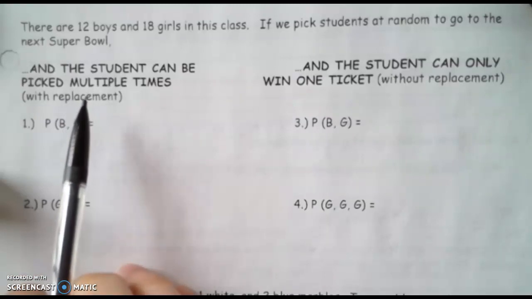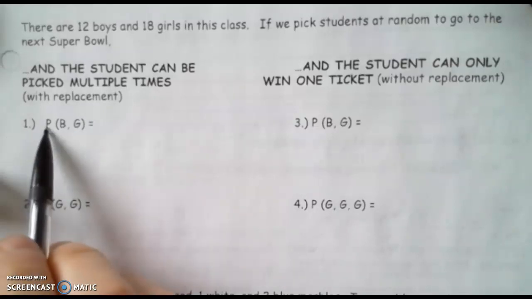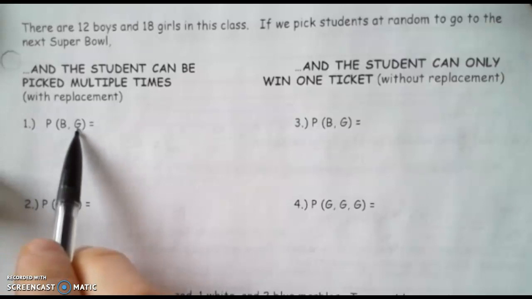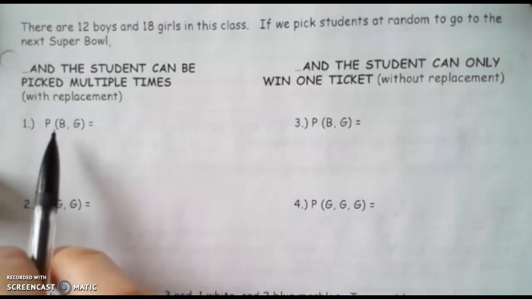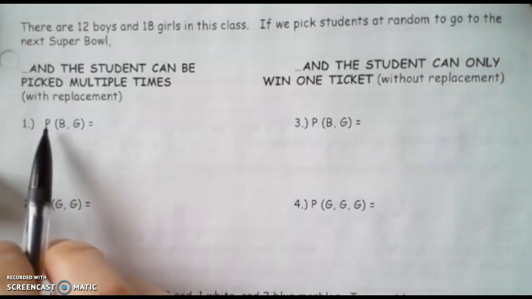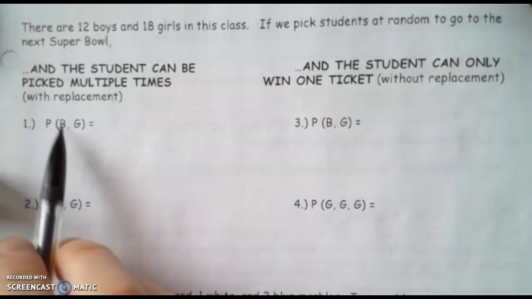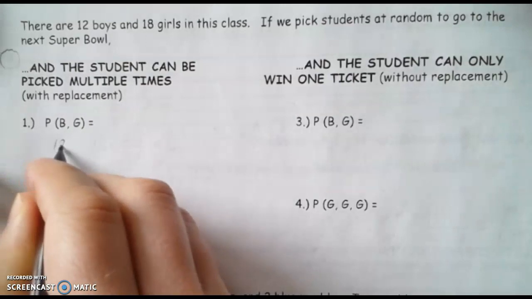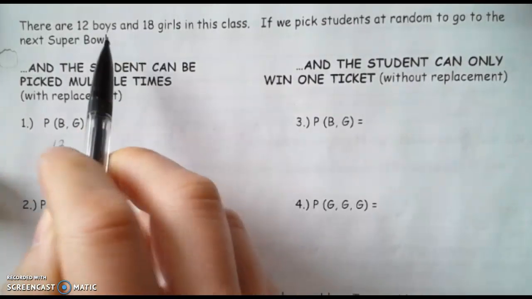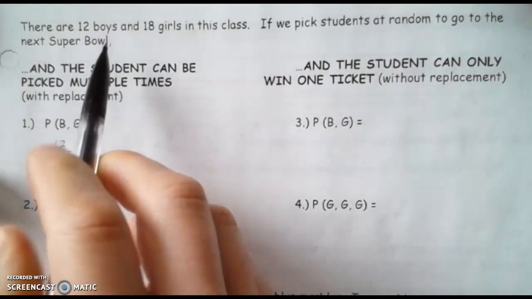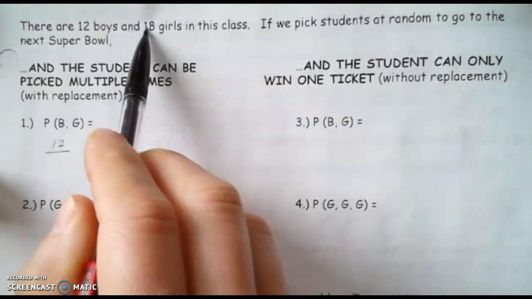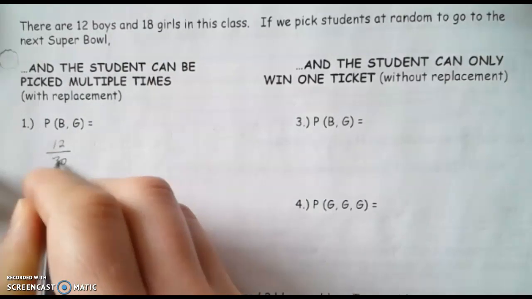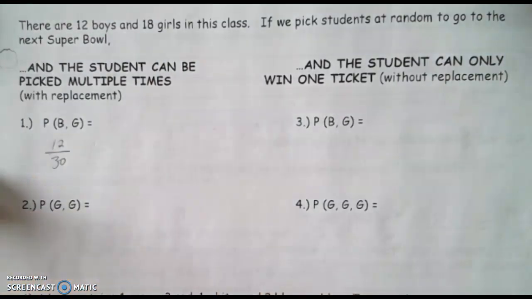So we're going to have the same number of students each time that we try to pick winners for the Super Bowl. In question number 1, I want to know the probability of getting a boy to win the first time and a girl to win the tickets the second time. Let's find the simple probabilities first. The probability that a boy is going to win, well, there are 12 boys, so I'm going to have 12 out of, and we have to figure out how many students are in the class. There's 12 plus 18 girls, a total of 30 students. So the probability that the boy wins is 12 out of 30.